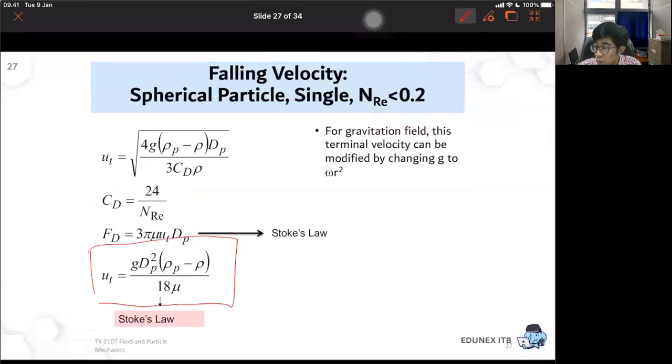But you need to know the value of the viscosity of the fluid. Okay, this is for the gravitational field. For the centrifugal field, just change G to become this one, omega r squared.